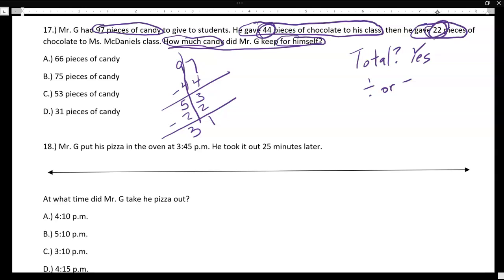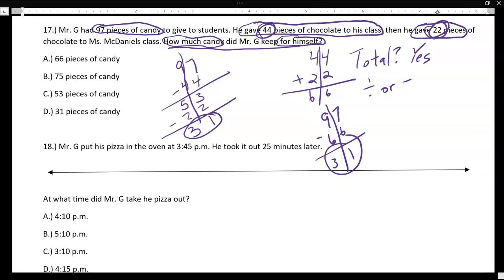Or you could do 44 and 22. That's 44 plus 22 is 66. Yeah, you would get the answer. And then 97 minus 66, you still get 31.